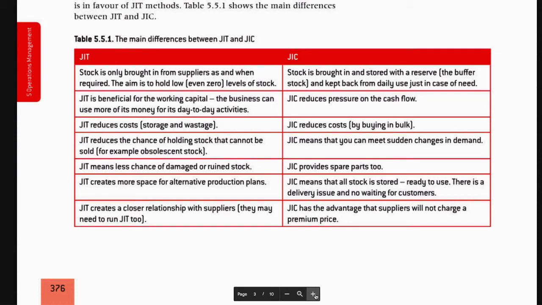Reduces costs. We don't have wastage. We don't have storage costs. We don't have stock that can't be sold. Not necessarily for the Abbey Grind, but think about a retail store or a clothing store, stock that goes out of style. It means that the chance of damaged or ruined stock is low. We have a power outage and all the milk goes bad. We have more space to do other things.